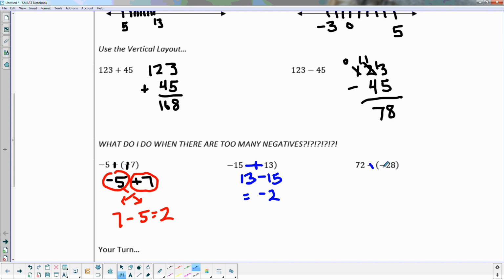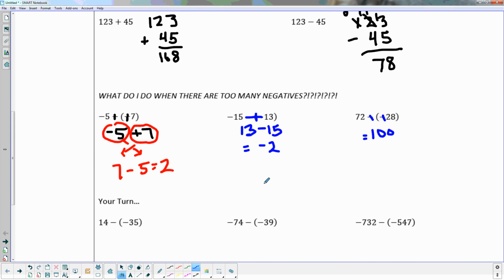And last but not least, I've got, again, a double negative turns into positive, 72 and 28. No real good way to do that. You can go vertical, but you should just get that it equals 100.